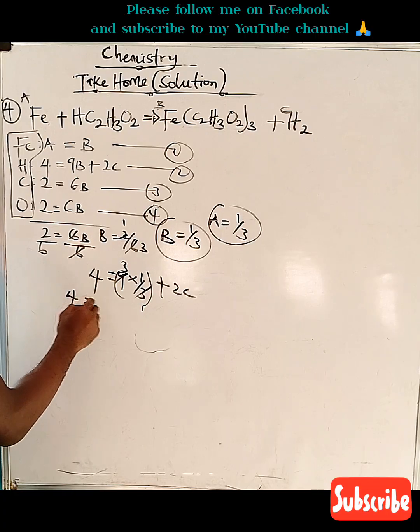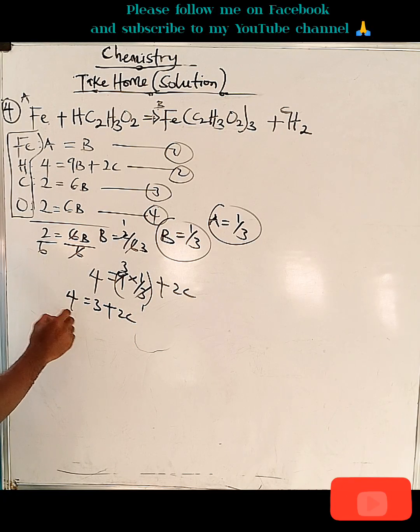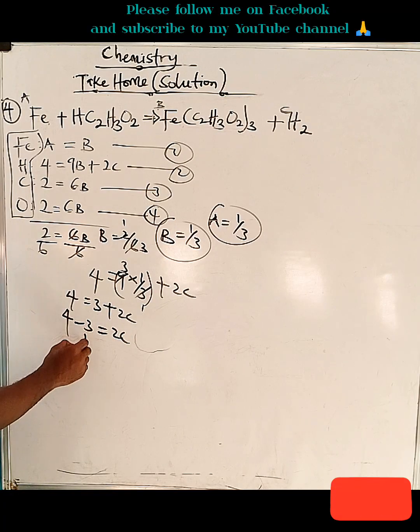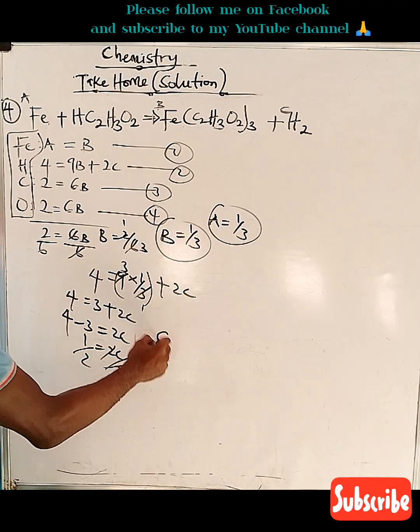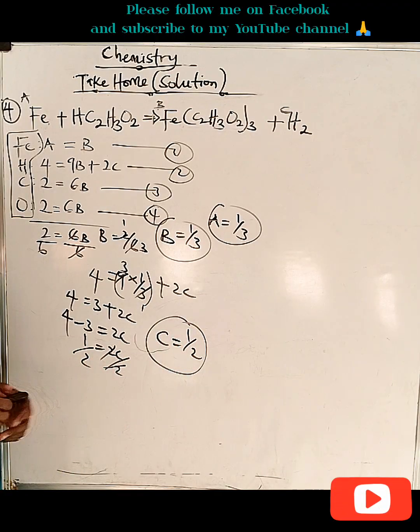So 4 equals 3 plus 2c. We're going to take our like terms and send this over to this place. 4 minus 3 equals 2c. 4 minus 3 is 1, equal to 2c. Divide both sides by 2, then c is 1 over 2. So we've gotten all the assumed coefficients, we've gotten the values for them.